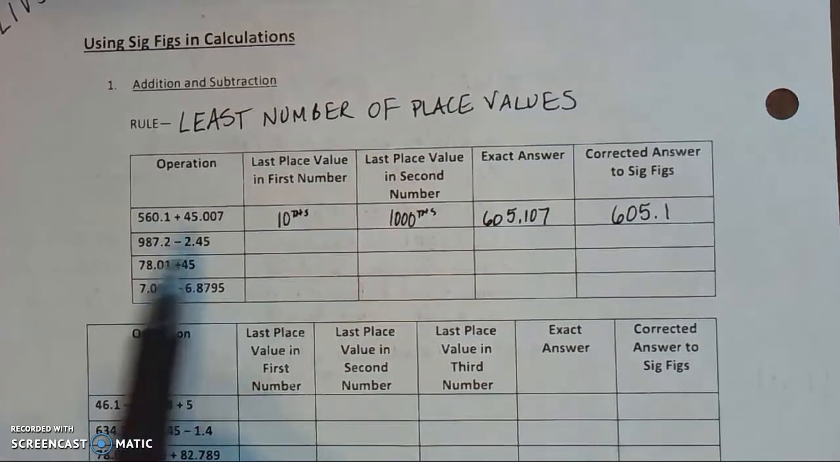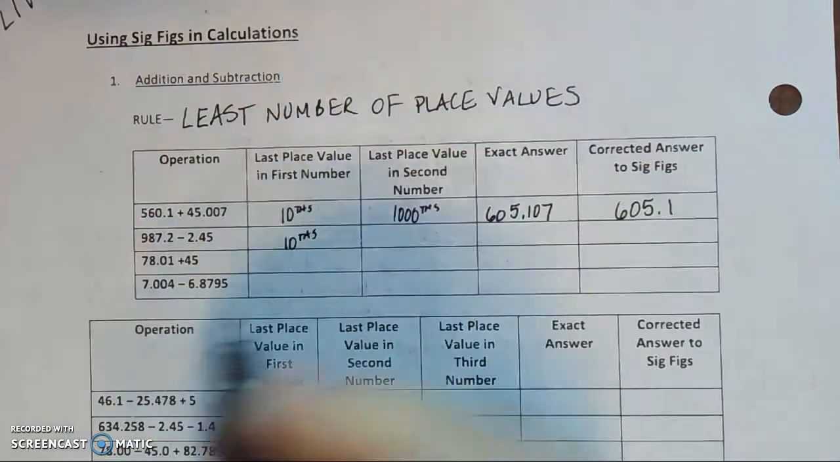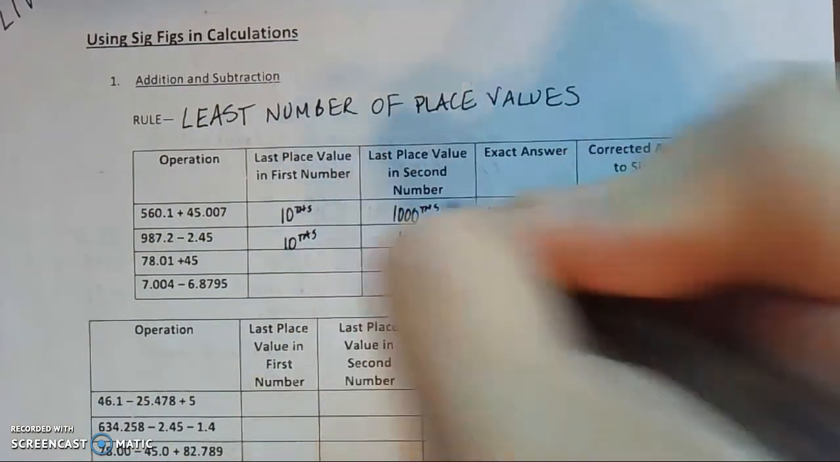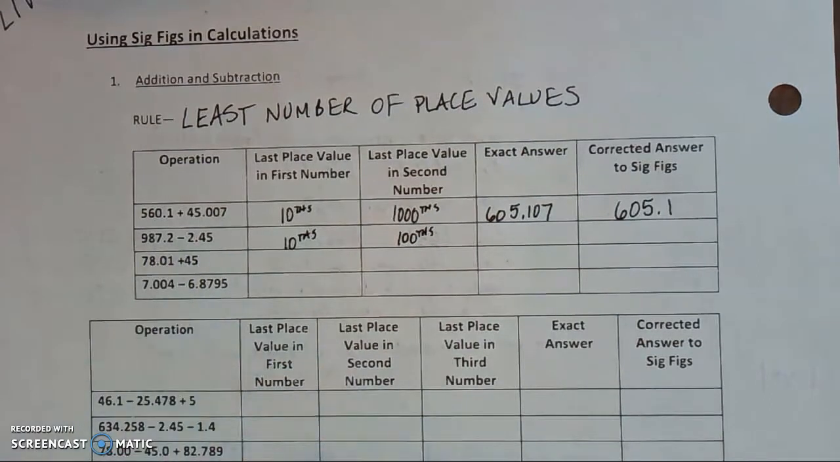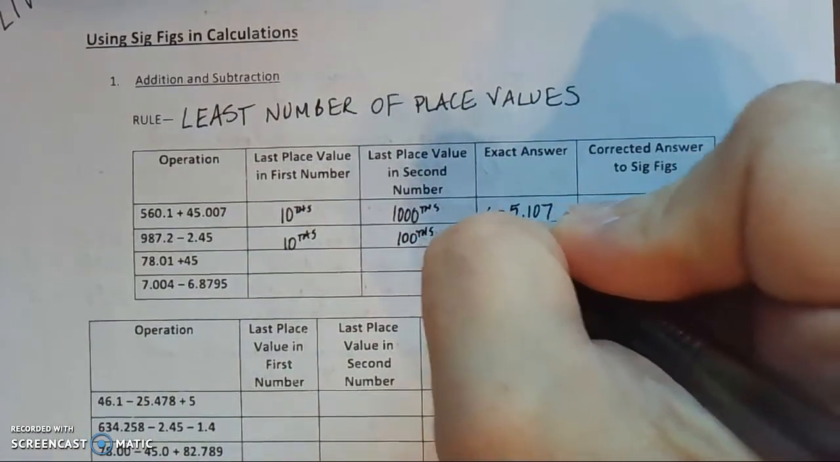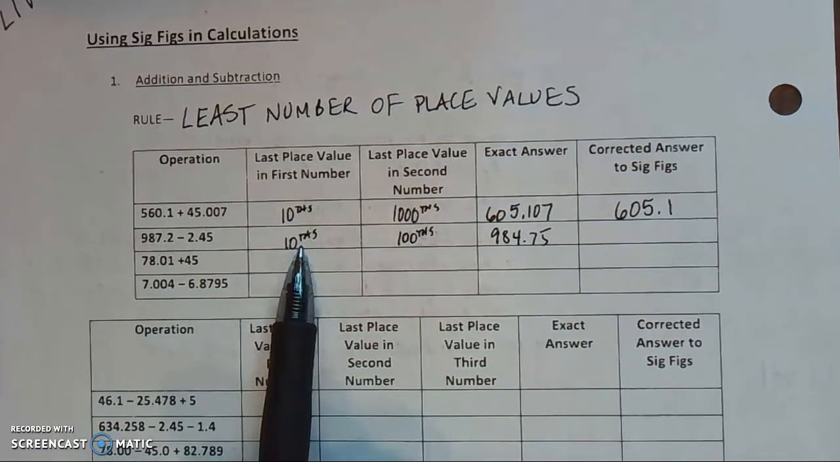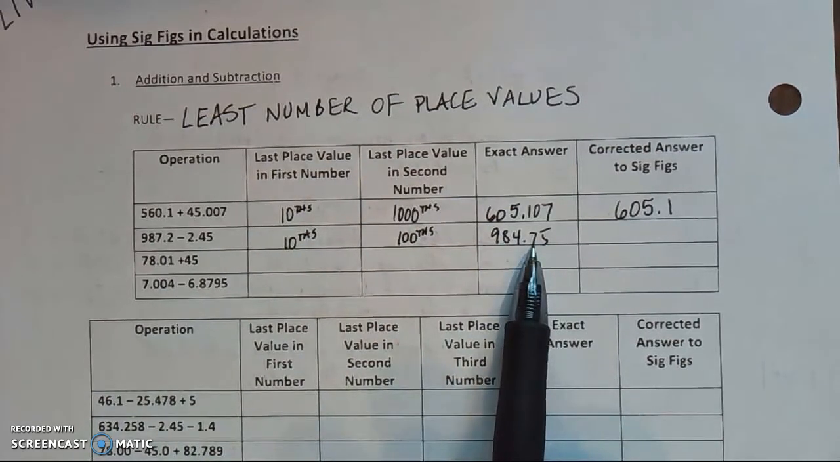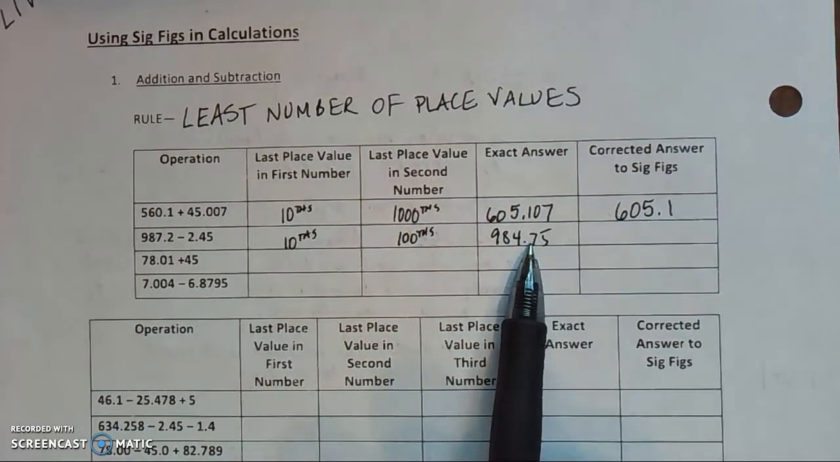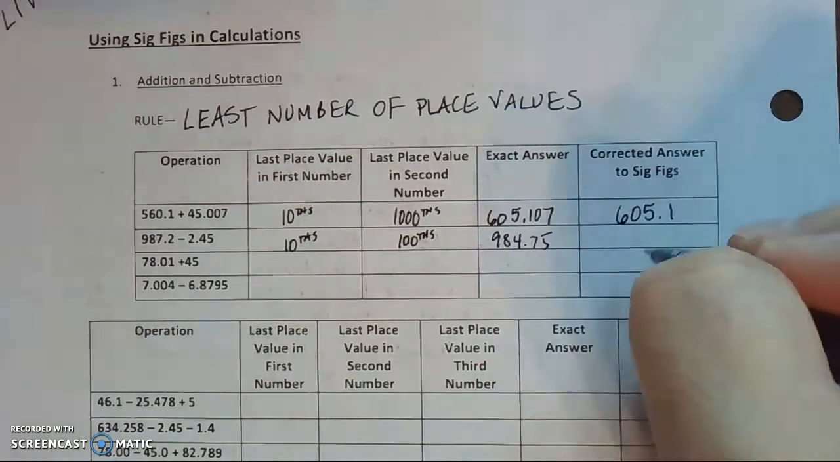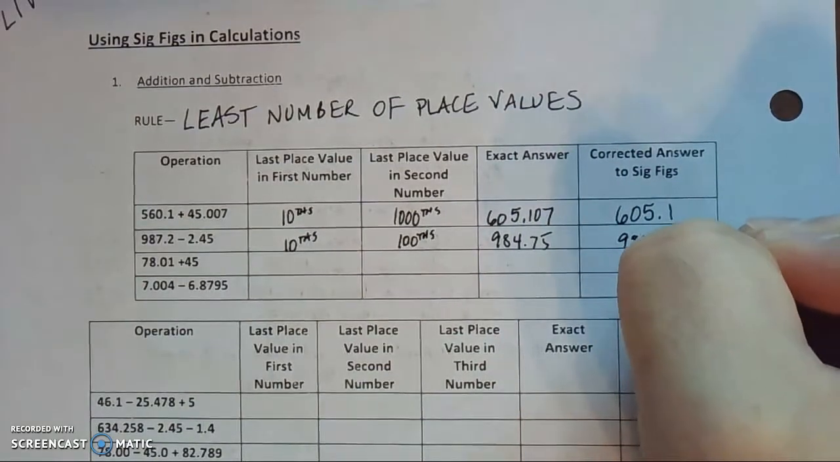If we look at our second example, our first number goes out to the tenths place. Our second one goes out to the hundredths place. So when we put 987.2 minus 2.45 in our calculator, we get 984.75. Our least number of place values is the tenths place, so we have to round this number to the tenths place. That 7 would be the tenths place, the 5 bumps that up to an 8, and we end up with 984.8.